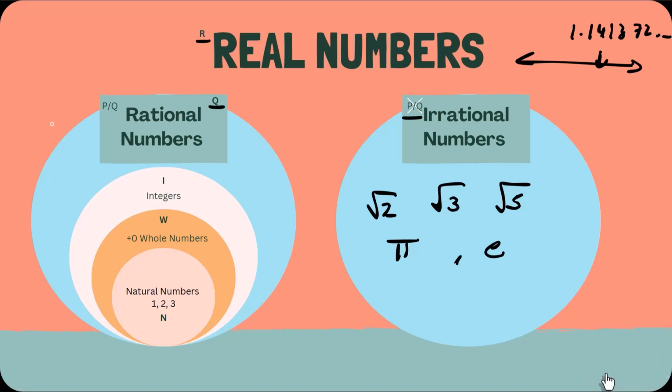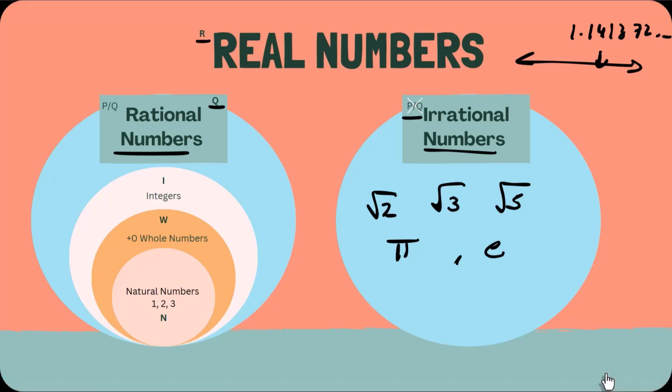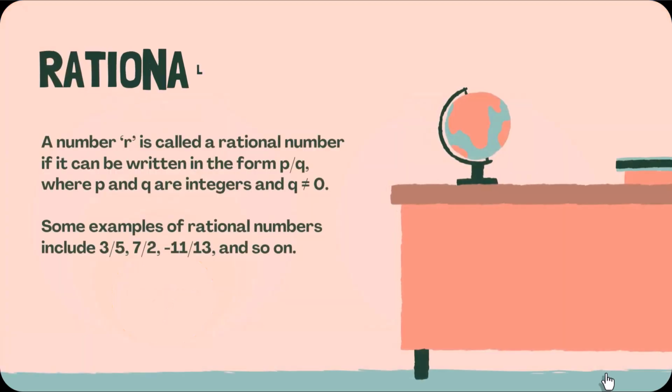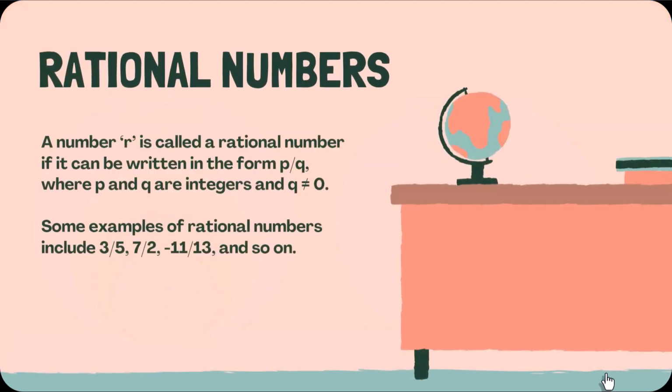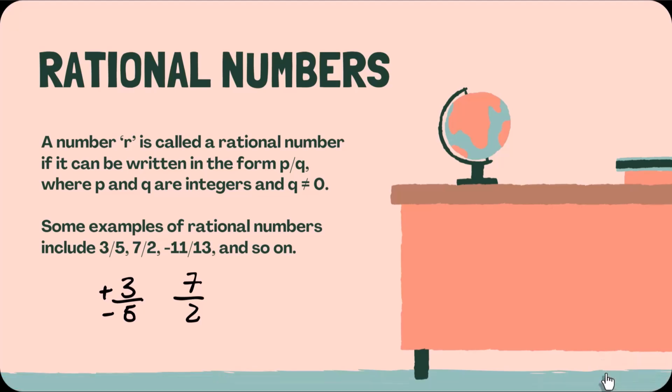So we have rational and irrational numbers. Rational numbers are numbers that can be written in the form p by q, and irrational numbers are those that cannot be written in the form p by q. Very simple. A number r is called a rational number if it can be written in the form p by q, where p and q are integers and q is not equal to 0. Some examples are 3 by 5, 7 by 2, minus 3 by 5, or 3 by minus 5. That's also fine. Also 7 by 2, minus 11 by 13, or 13 by minus 11. All of these are rational numbers, okay?